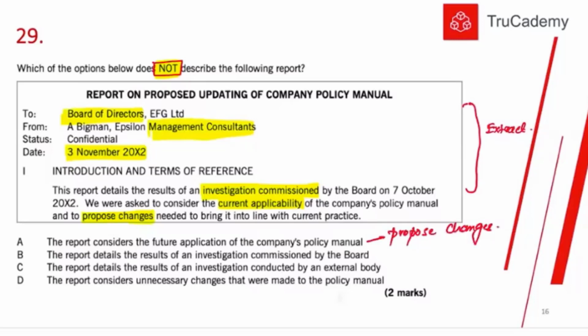Sorry, you're right. I just did not read the "not" part. The first, second, and third are correct. B is the answer. Yeah, that's why I highlighted this. A, B, and C, all 3 are correct. D is the one that is not presented in the report. The report considers unnecessary changes that were made to the policy manual, not unnecessary, but necessary changes. So D, as per the report, is incorrect. As per the question, it is correct.